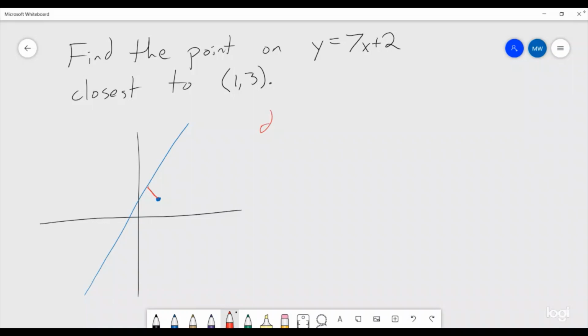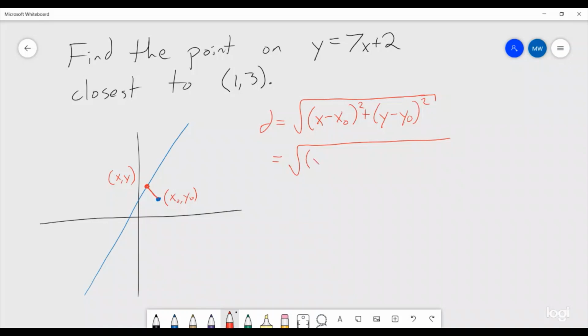So the distance between the 2 points is going to be equal to the square root of (x minus x naught) squared plus (y minus y naught) squared, where this point here is (x naught, y naught), and this point up here is the point (x, y). So we get, this is the square root of, x minus x naught is 1, so that's (x minus 1) squared, plus (y minus 3) squared.